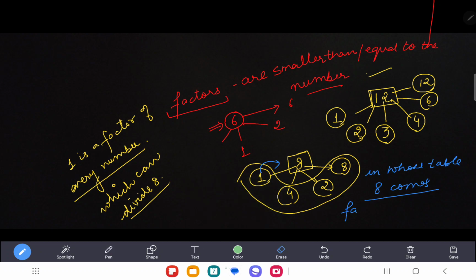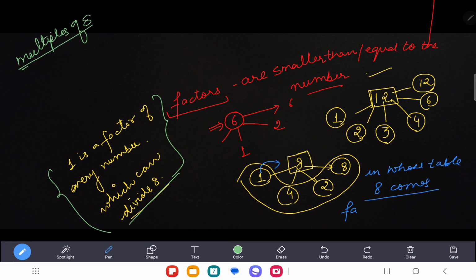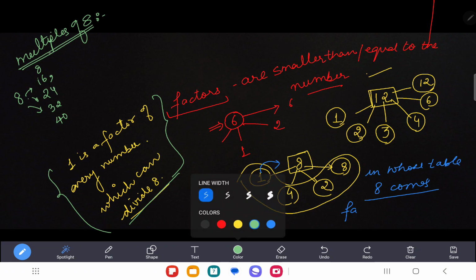Second thing is, this is one part. If I say, write down the multiples of 8, Adam. What would that mean? In the multiples of 8 there shall be 8 times 1 is 8, 8 times 2 is 16, 8 times 3 is 24, 8 times 4 is 32, 8 times 5 is 40. Are you understanding, Adam? What does that mean? Tell me.